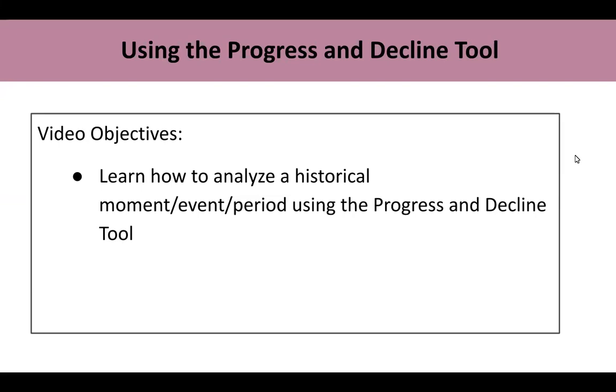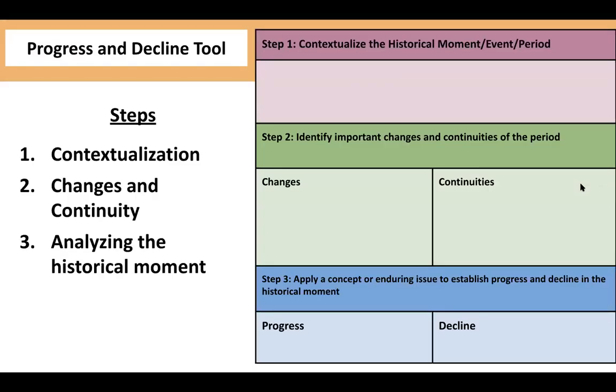Our objectives for this video are to learn how to use this tool to analyze a historical moment, event, or period. The tool itself has about three components. This is the modified shortened version. There is a longer version that you can find in the historical thinking tools document. For this modified version, we're going to be looking at step one, contextualization, step two, changes and continuities, and step three, analyzing the historical moment. So I'm going to walk you through the three steps to see how you could also explain it to students as well.